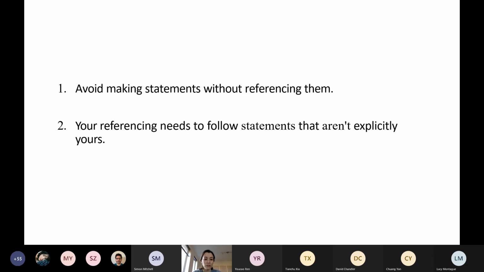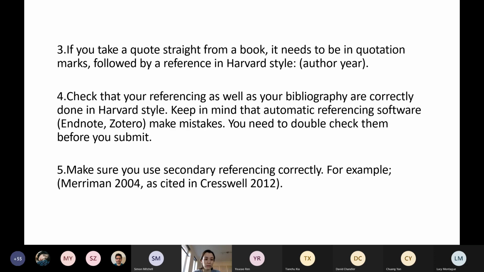Your referencing needs to follow, your citations need to follow statements that aren't explicitly yours. If you take a quote straight from a book, it needs to be in quotation marks, followed by a reference in the MMU Harvard style. You can find that in your guidebook. Check before submission that your referencing is done correctly. Even if you use automatic referencing software, it can often make mistakes.